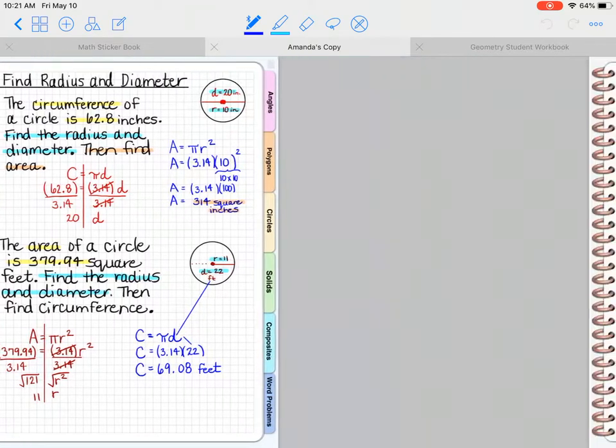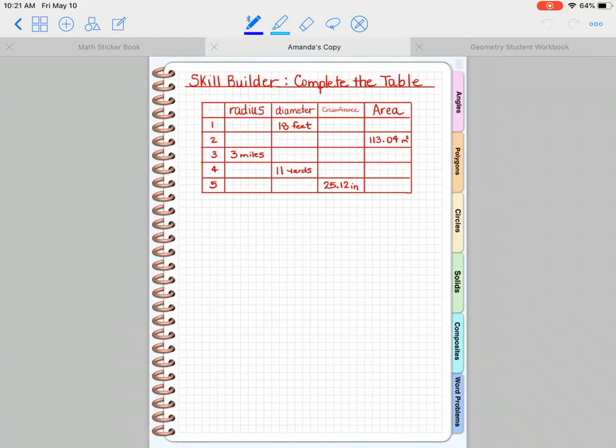Okay, our next page is a skill builder, so I'm going to stop the video and we will come back and start this one on another video.